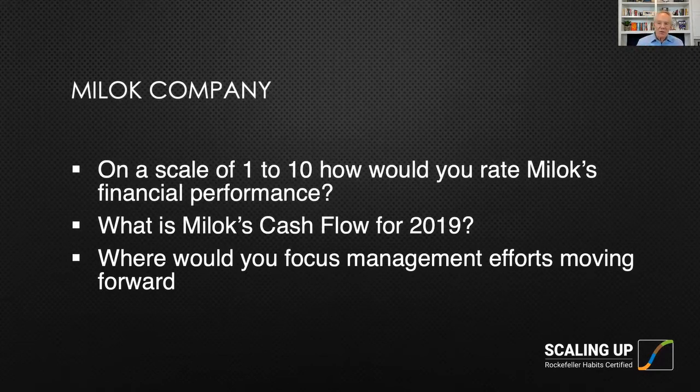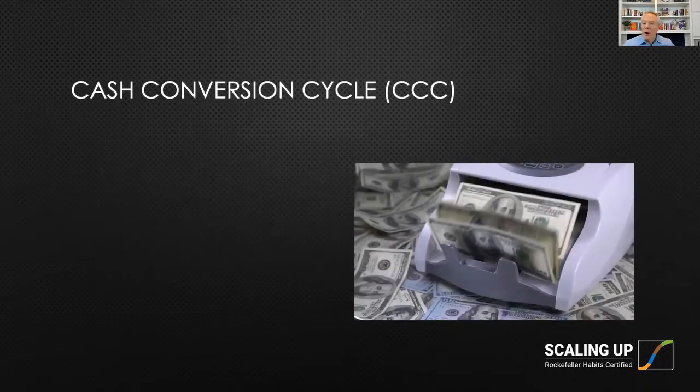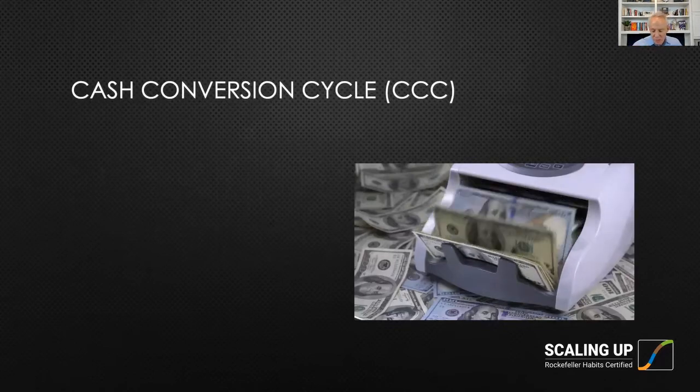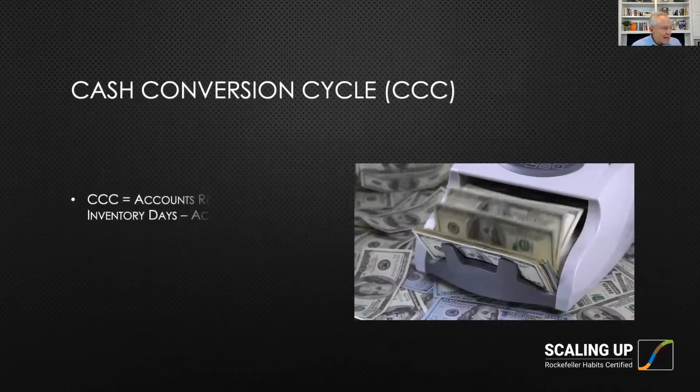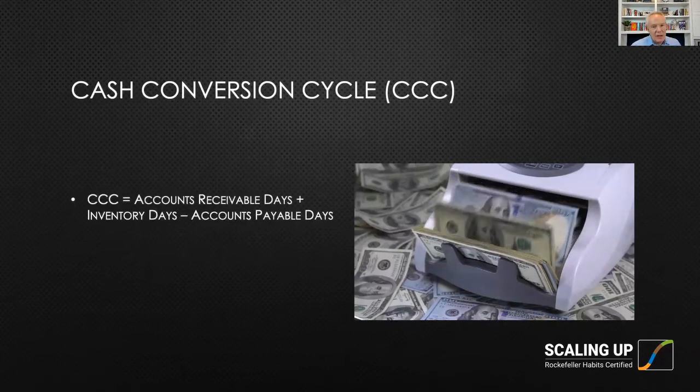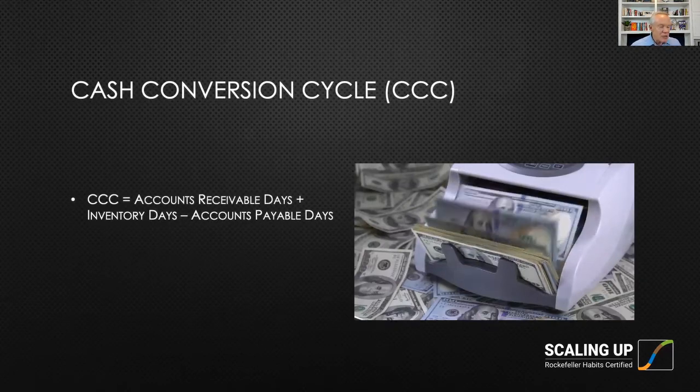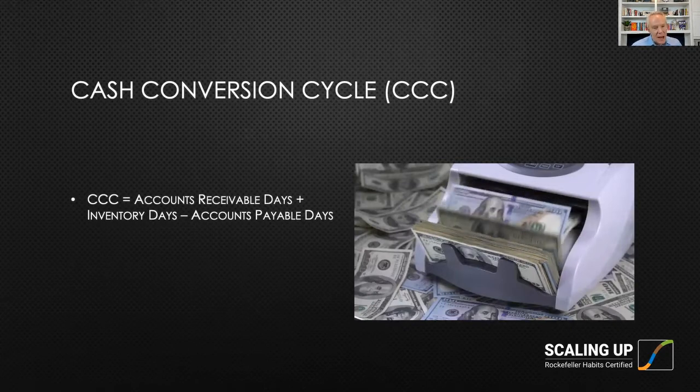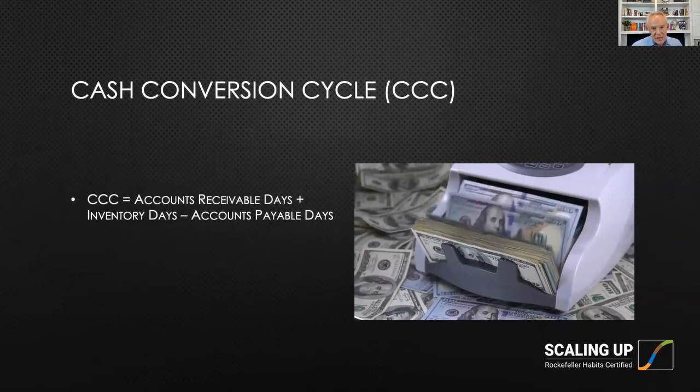You might be asking yourself, Mark, how do we do that? And you're in the right spot. I'm going to show you how. So before I do, I want to introduce one more term, and it's called the cash conversion cycle. And the cash conversion cycle is made up of accounts receivable days. Now, I showed you accounts receivable in terms of dollars. I'm going to convert it to days here in a minute.